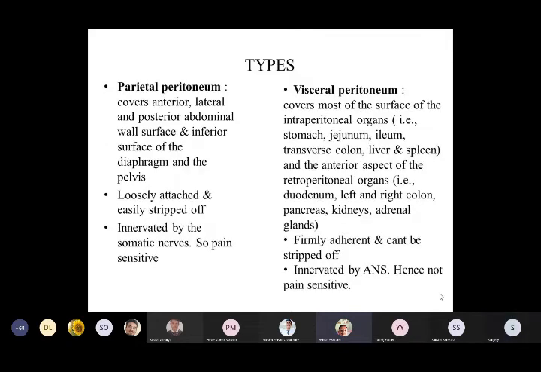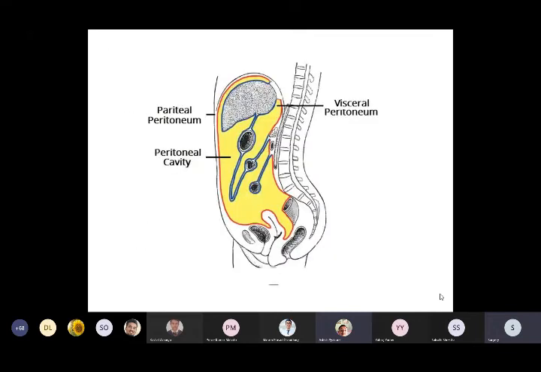Its types: there are two types, parietal and visceral. As we already mentioned in the previous picture, this red line is the parietal peritoneum, which covers the anterior abdominal wall, posterior abdominal wall, and the inferior surface of the diaphragm and the pelvis. Similarly, this blue line is the visceral peritoneum, which covers most of the visceral organs.